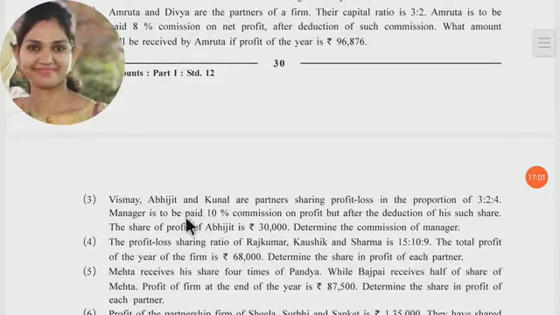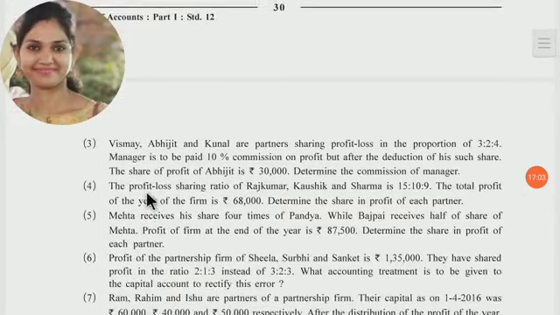Now we are coming to the third sum. Vishmay, Abhijit and Kunal are partners sharing profit and loss in the proportion of 3:2:4. Here the P&L ratio is given as 3:2:4, so whatever profit is given will be distributed according to this ratio. The manager is to be paid 10% commission on profit, but after the deduction of his such commission. The share of profit of Abhijit is rupees 30,000. Determine the commission of the manager.